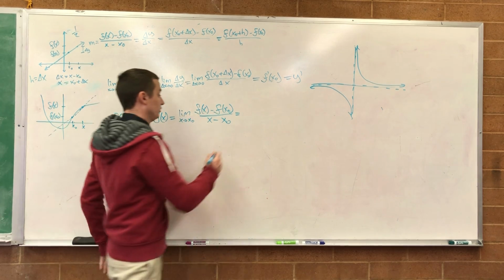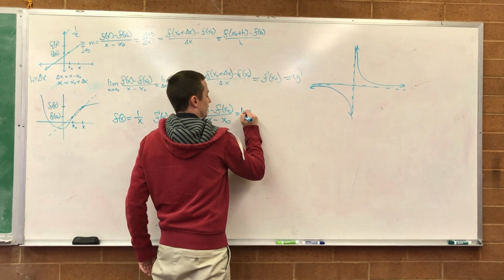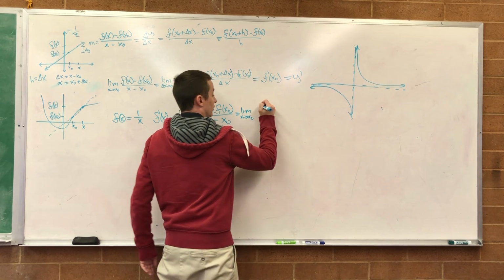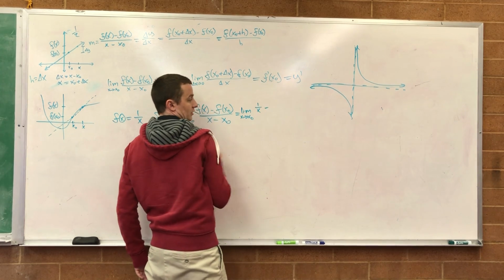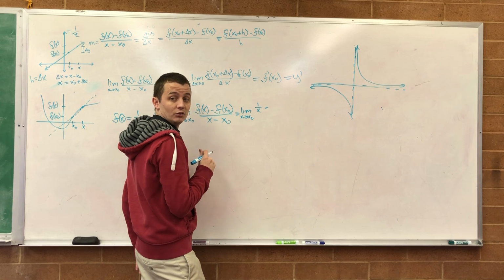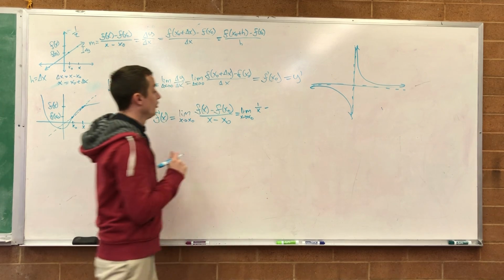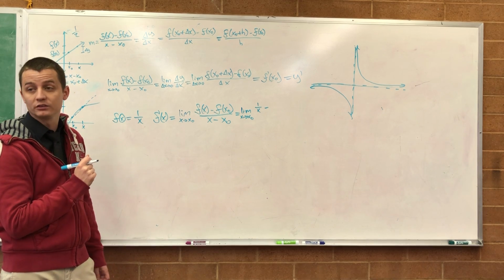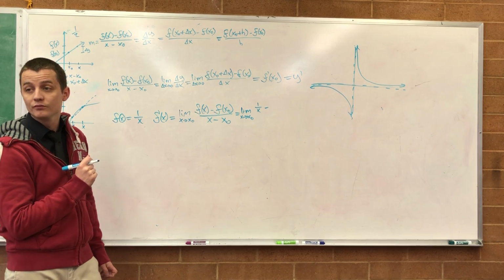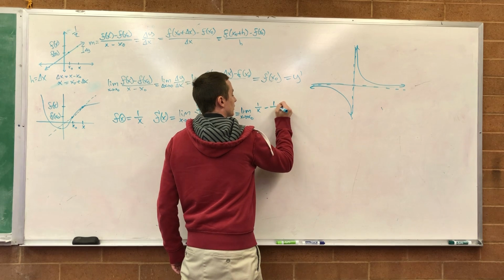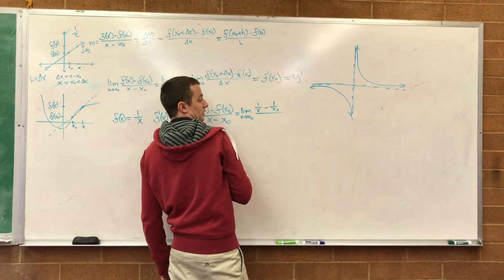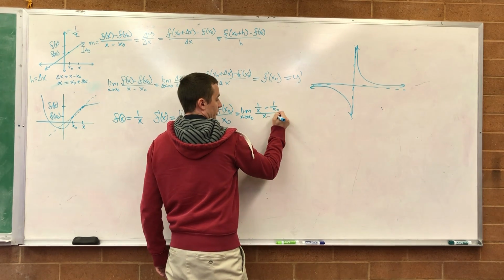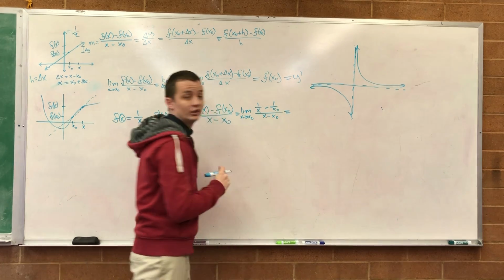Now what is f of x? 1 over x. Yeah, now we just have to plug in. So this is the limit as x approaches x naught of 1 over x minus f of x naught. F is the same function, so 1 over x naught, all over x minus x naught. Wonderful.